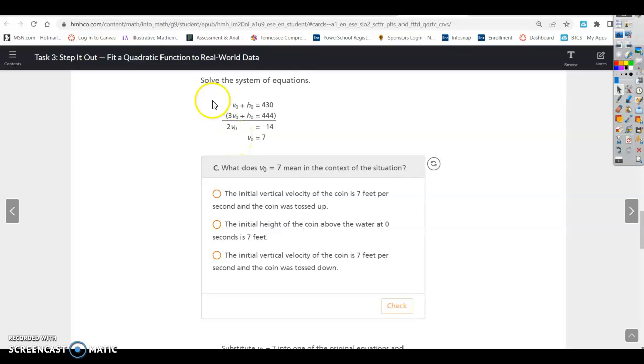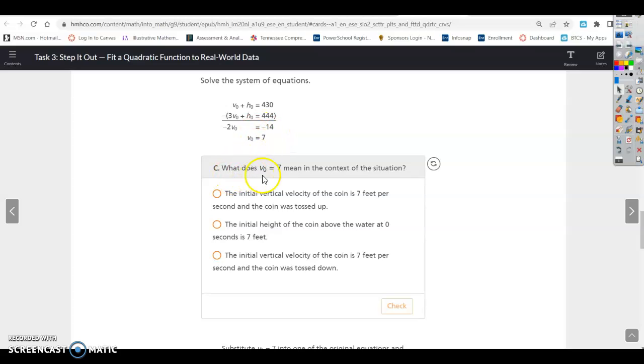All right, so it says solve the system. All right, if they subtract, then that means our h sub o's disappear. That means we only have one variable left. You solve for v sub o and get 7. So divide both sides here by -2. -14 divided by -2 is positive 7.